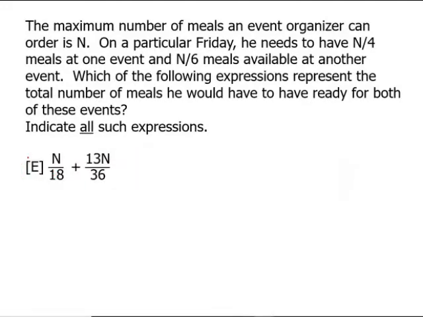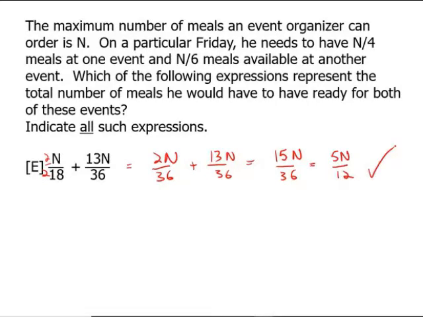Now let's look at E. The least common multiple of 18 and 36 is 36. So we're going to multiply numerator and denominator by 2 here. So we're going to get 2n over 36 plus 13n over 36. 2 plus 13 is 15. We get 15n over 36. Cancel the factors of 3. We get 5n over 12. So that one also works, and E is also a possible answer.